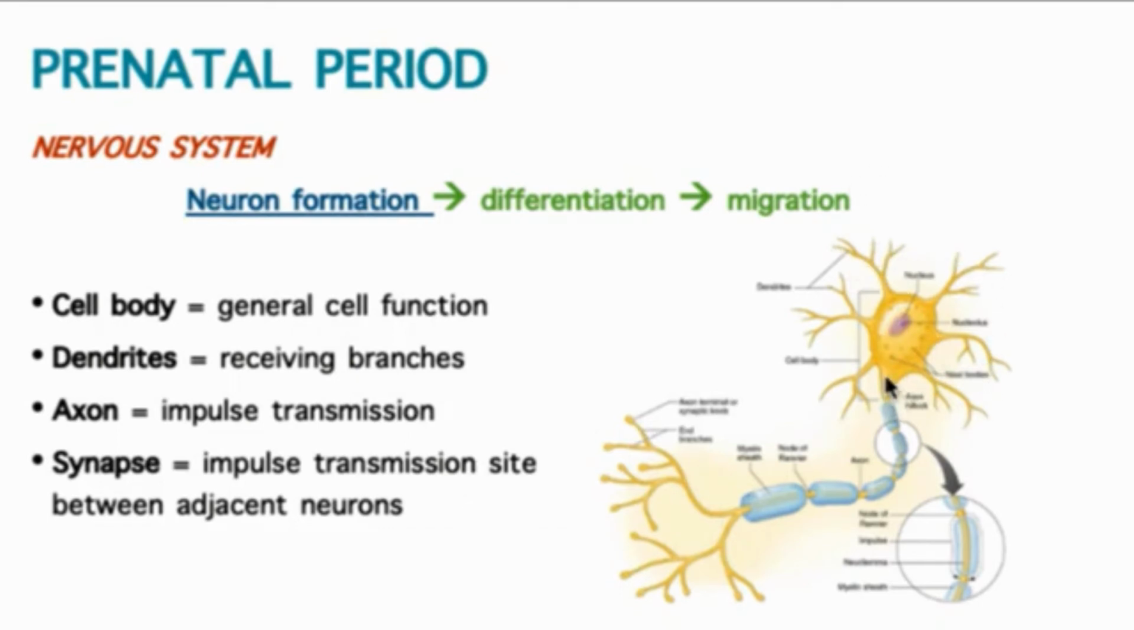And then the axon is our area of impulse transmission. So this is where our signals get passed through. And there are different structures that are included on this axon. You see these little blue casings that look like the dividers that you see in swimming pool races.